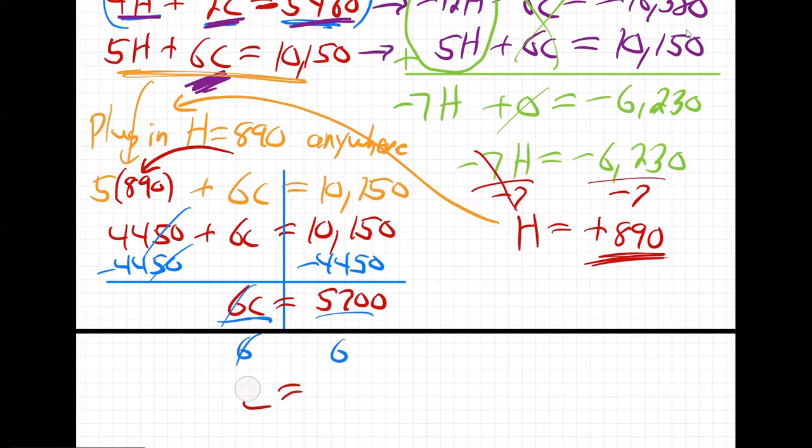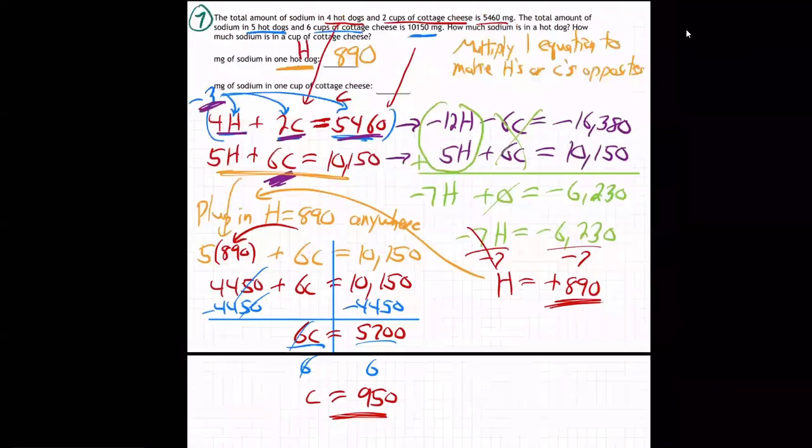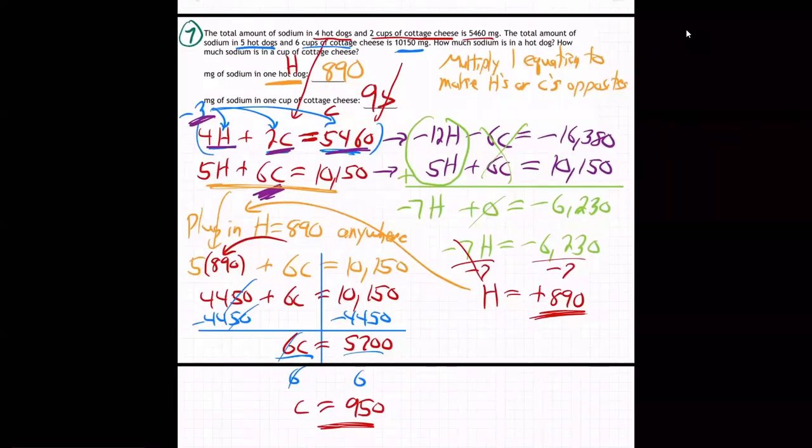C equals, it's funny I can see there. C equals 950. There we go. So cottage cheese has 950. Cottage cheese has more than a hot dog. It's crazy. See, we shouldn't eat the stuff. I told you cottage cheese was just weird.